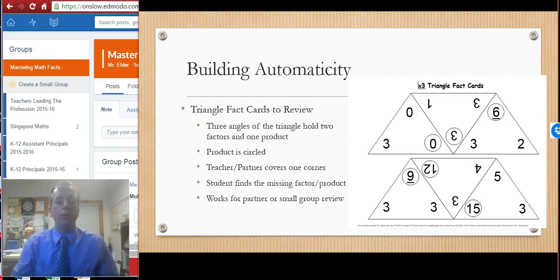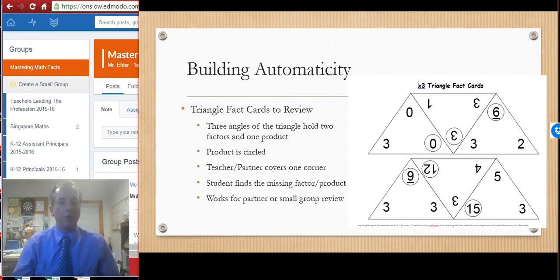So if I want to do multiplication, obviously I'm going to cover up the product. I'm going to say, well, 0 and 3, if I multiply those 2 together, whatever order I want to think of them, what's my product? Later, we'll look at these with division, because obviously that plays in here too. These are great for 2 kids to work back together.